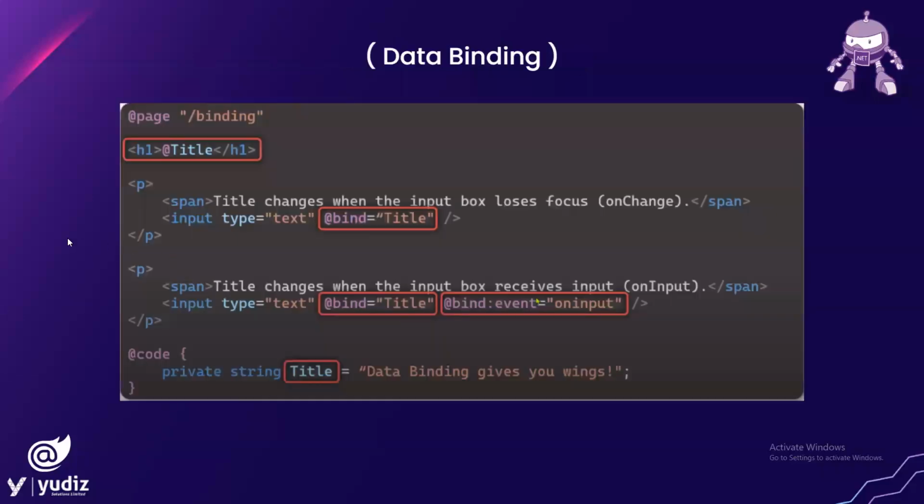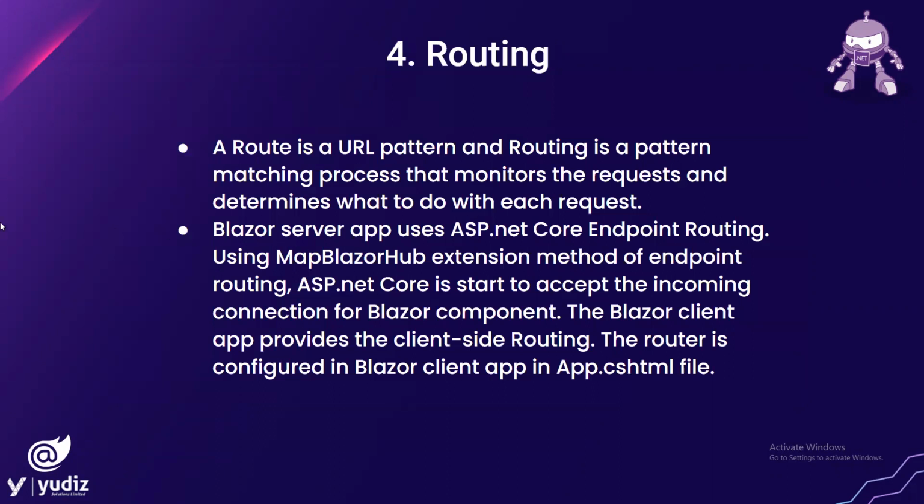Now let's go ahead. Here is one snippet. In this snippet, we have one variable, title. So first, @title is one-way data binding. @bind="title" is the two-way data binding syntax. And @bind="title", then after bind, comma, event keyword equal to oninput, its event type. It is the event binding syntax. Now let's go ahead. So we covered data binding.